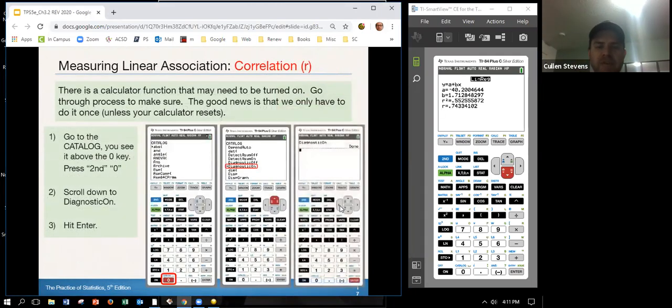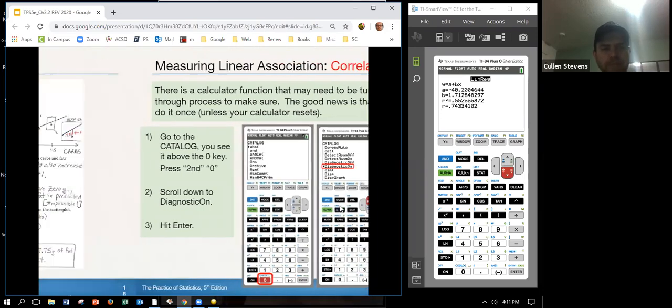Remember real quick, if you're not seeing the r and the r squared, we should go through these steps to turn it on. We talked about it in 3.1. You don't have to do this often unless your calculator is reset. But just a quick reminder that if you don't see the r and the r squared, you have to turn your diagnostics on. And this is the screenshot from 3.1, how to do that.